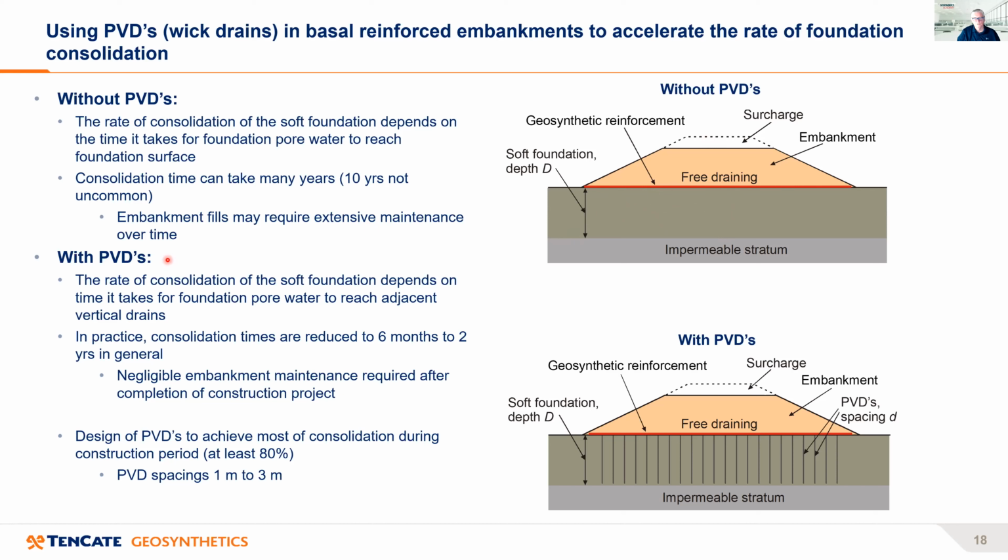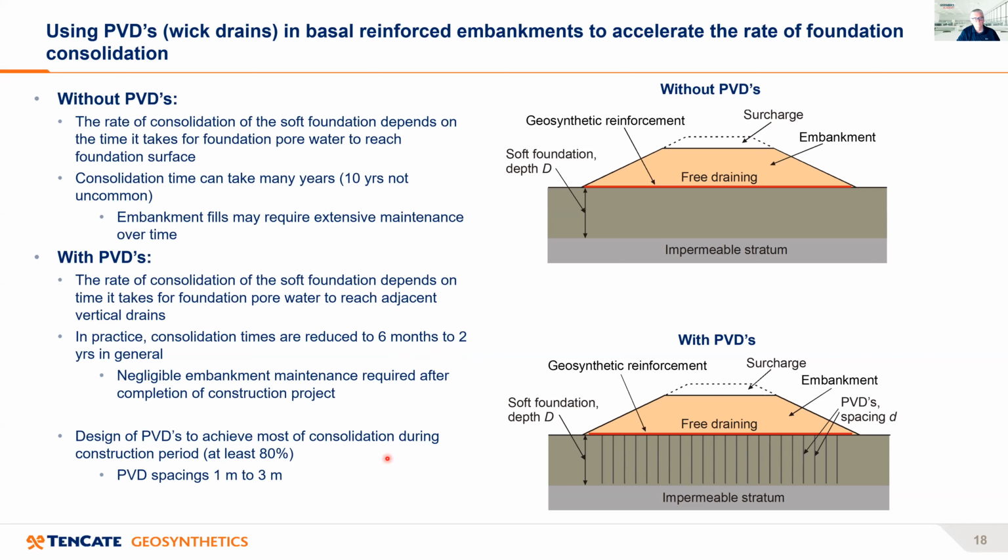If you're dealing with wick drains, then you install the wick drains into the soft foundation soil. So now these excess pore pressures just drain to adjacent wick drains and then drain quickly out through the surface. And so the rate of consolidation in the soft foundation is much quicker. And it may only take 6 months to 2 years in general for the soft foundation soil to consolidate, depending on how closely spaced these wick drains are.